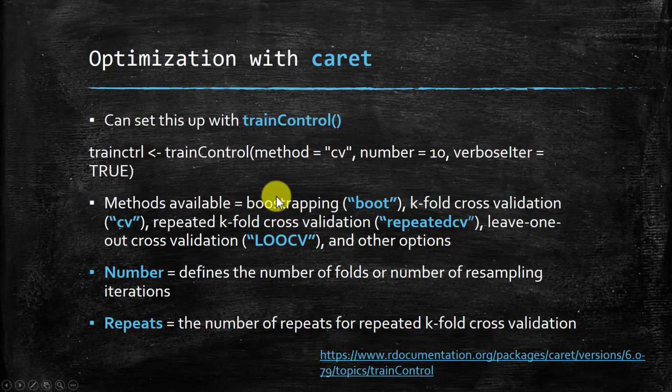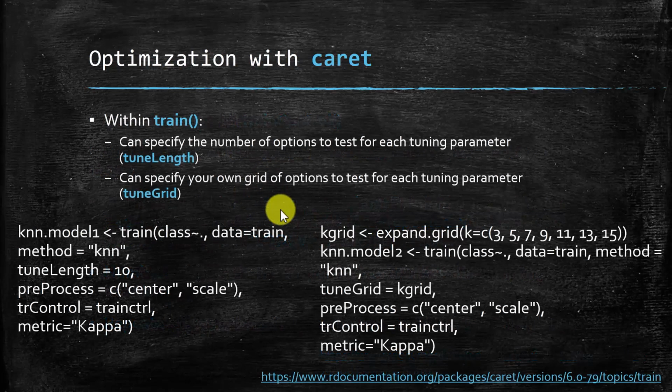So those are your options. Once you've set that up, you can specify within train a couple things. Again, how do you specify what values you actually want to test? One simple way to do it is just to set a tune length. Here I set the tune length to 10.